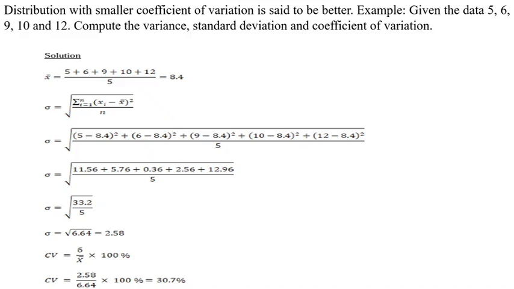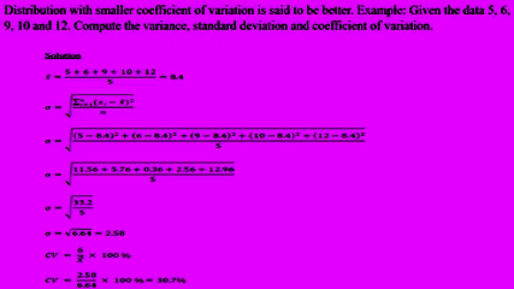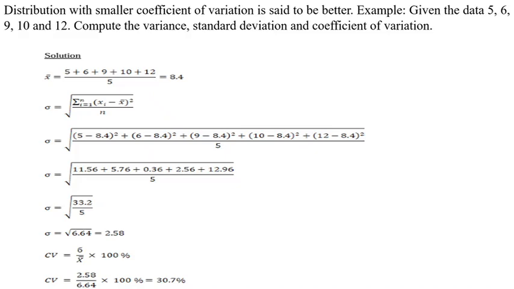Then we look for the coefficient of variation. The formula for coefficient of variation is sigma all over x bar. So our sigma is 2.58 divided by our x bar. What is our x bar? Our x bar is 8.4, not 6.64. Please take note, there is an error there. Our x bar is 8.4, not 6.64.